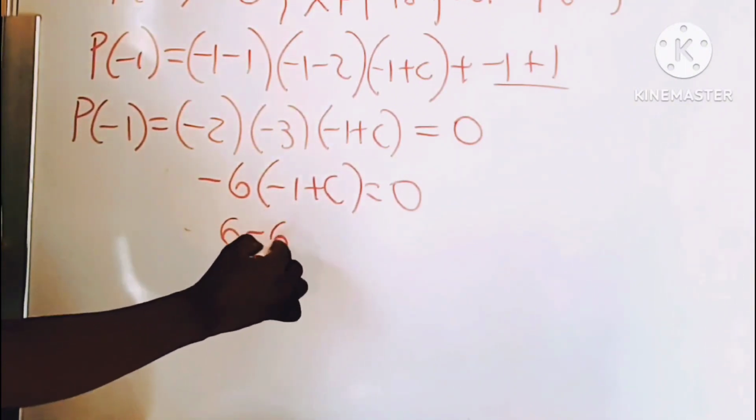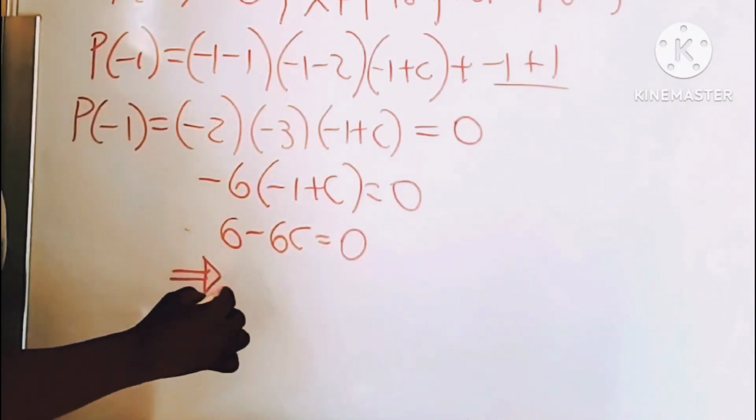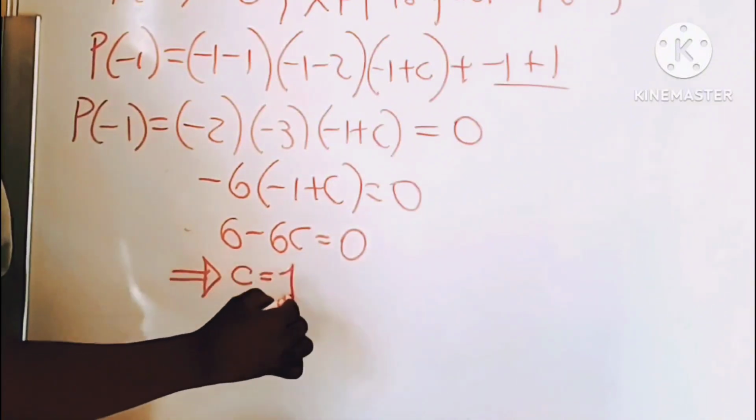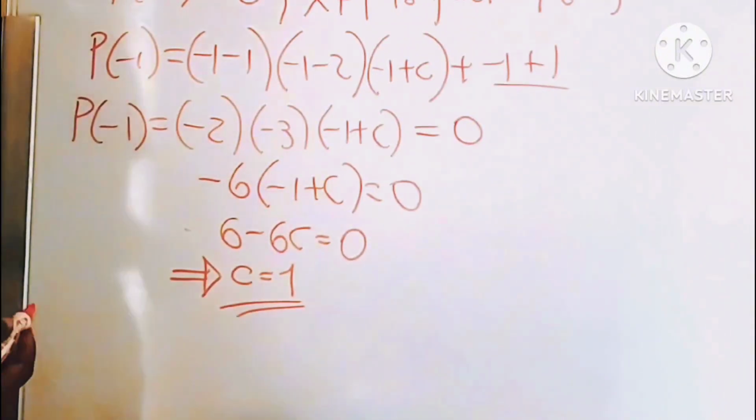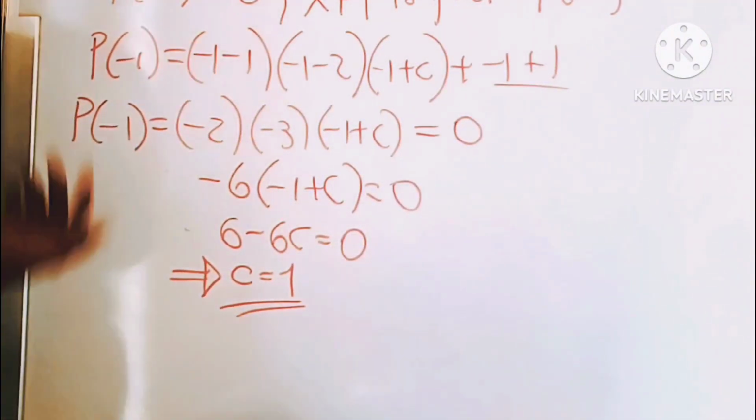6 minus 6C is equal to 0, implying that C is equal to 1. So if we have a value of C equal to 1, then we have P of x.